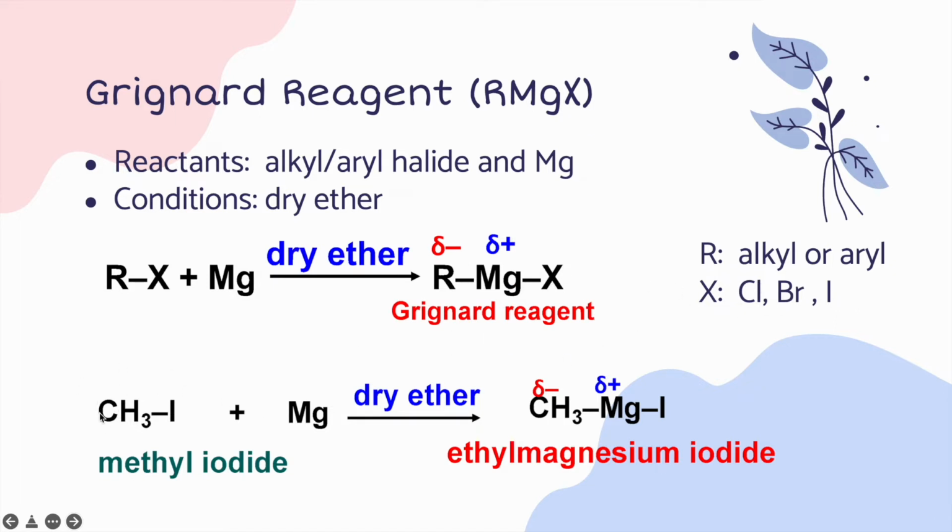For example, here CH3, so this is alkyl group, attached to iodine, alkyl halide, reacts with magnesium in the presence of dry ether, so the CH3 will attach to Mg. This Mg will attach to the carbon, and then that Mg will attach to I. So this is what we call Grignard reagent.